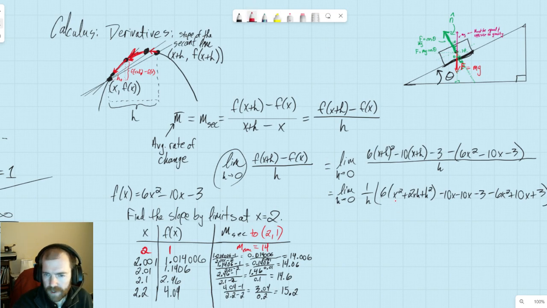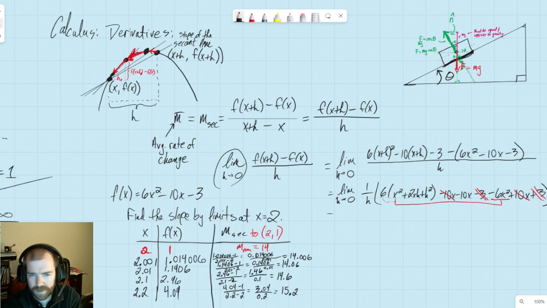All right. So then here we've got a minus 10x with a plus 10x and a minus 3 with a plus 3. So those are going to be gone. And also we can see here that we have a negative 6x squared, and we're going to have a positive 6x squared. So you can get rid of it now or just wait until you've actually written it out. Depends how strict your teacher is. Mood. So here we have a 6x squared plus 12xh plus 6h squared.